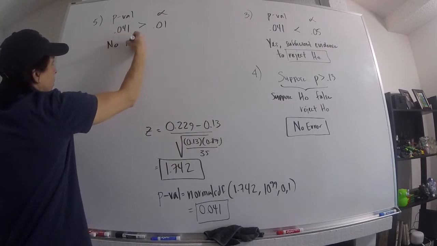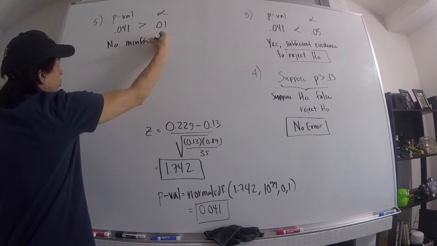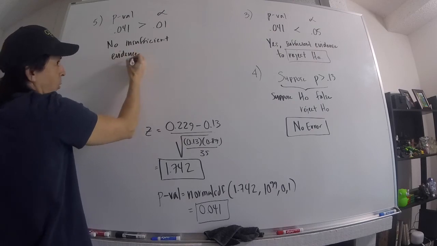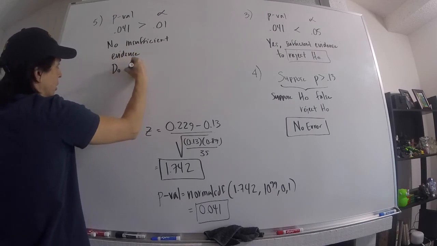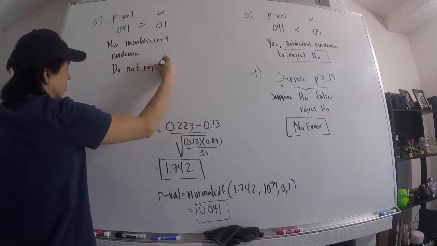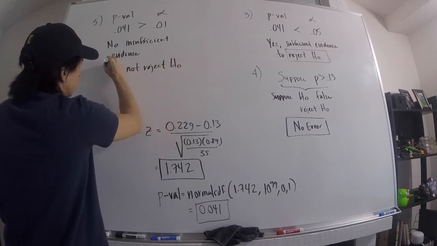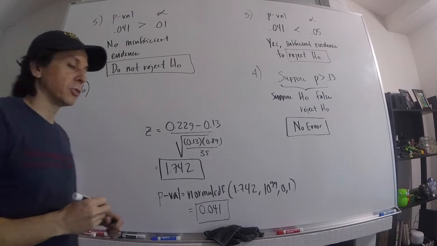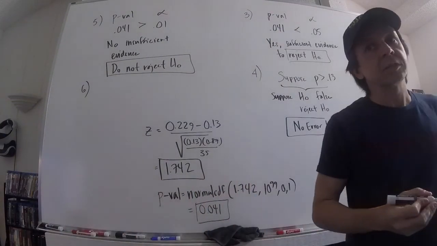No. You have insufficient evidence. You're not going to win in court, so you're not going to reject a null, and you're not going to file a lawsuit. Different conclusion based on a different significance level, a different standard of evidence.